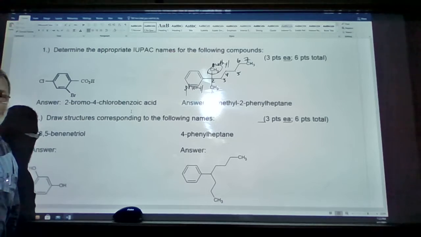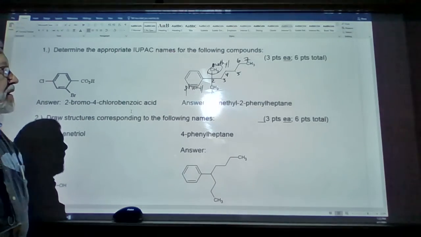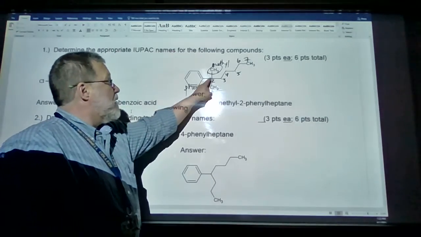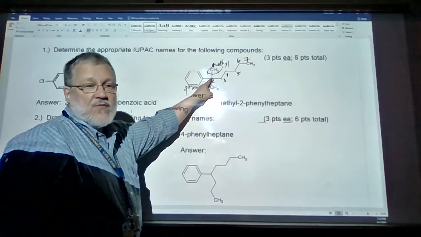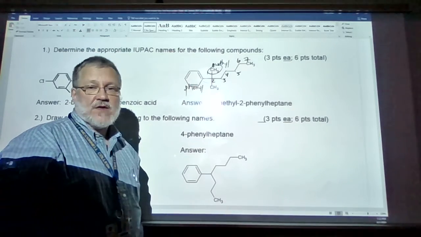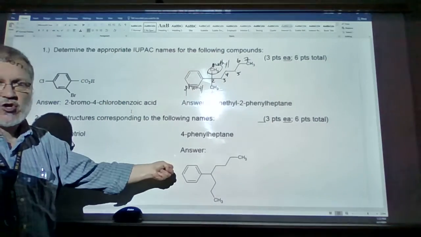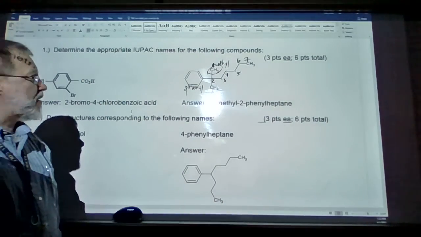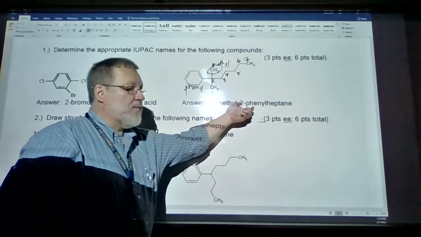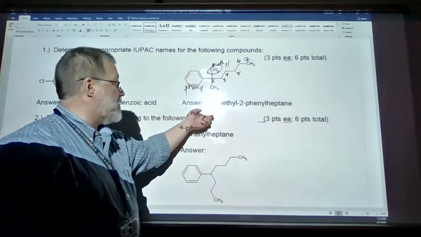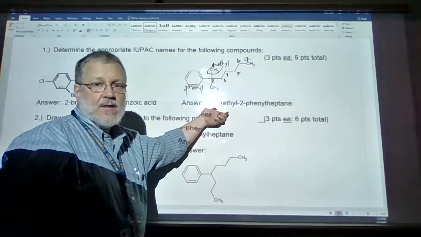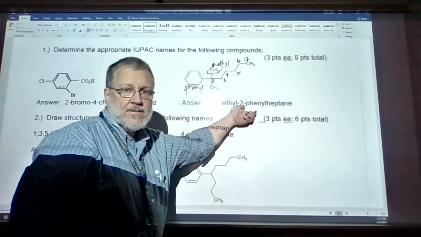We need to identify where they are on our chain. Well, if this is C1, there's C2. We have both the methyl group and the phenyl group at C2. Therefore, the position is 2. We list them alphabetically. M comes before P in the alphabet, so it is 2-methyl, 2-phenyl, heptane.